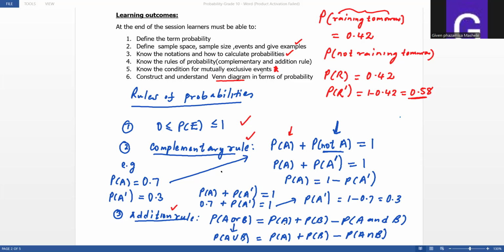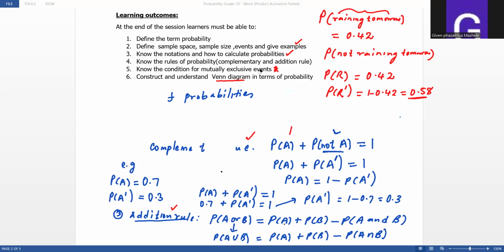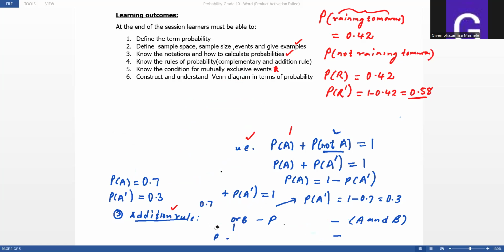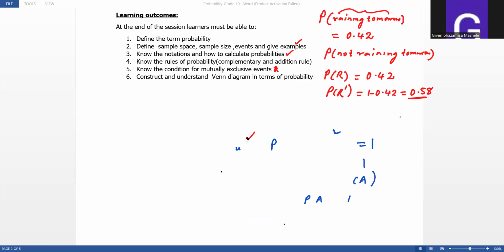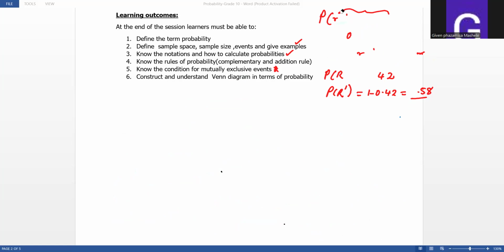Let's say we have two events. I'll just talk about two events for now. You need to be able to know the complementary rule and the addition rule. Now I want to take it further to the issue of a Venn diagram. In grade 10, you need to be able to construct a Venn diagram in terms of probability or in terms of the outcomes in a sample space.